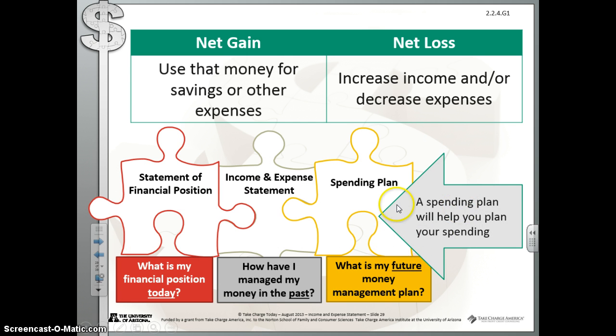Again, this is how all this fits together. We just did our statement of financial position. This is what my financial position is today. That's my net worth. Here, we're going to be doing how have I spent my money in the past. And then a spending plan is going to help you plan your spending so that you don't get yourself in a bind in the future.